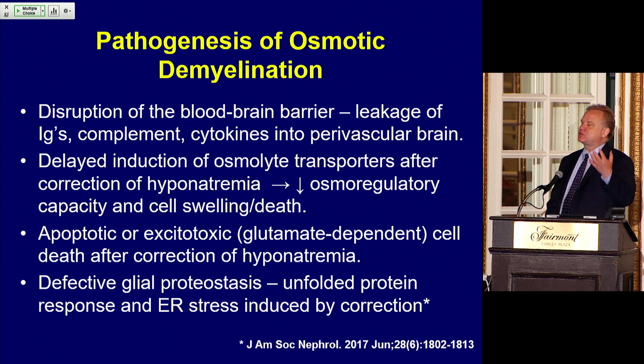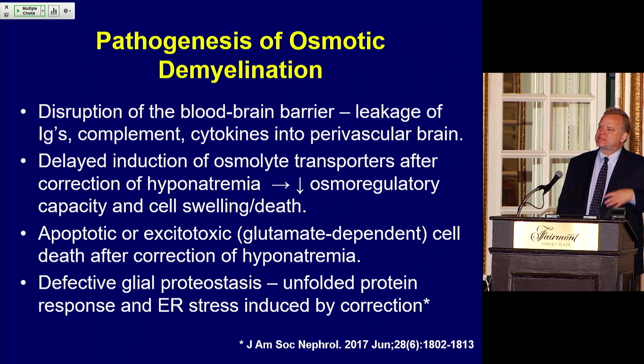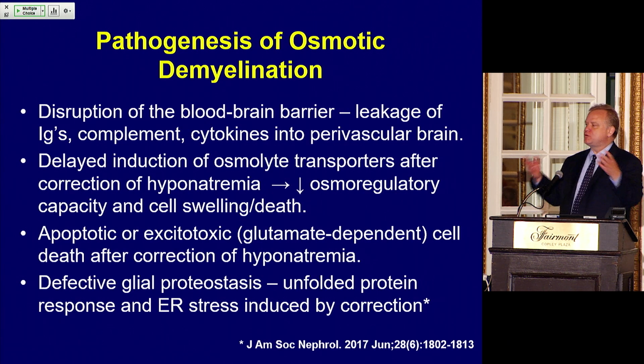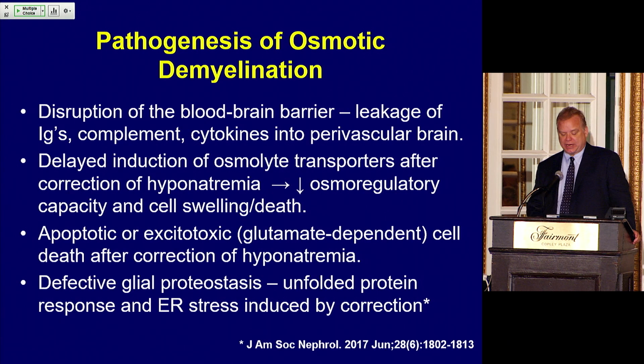What's interesting, what's been a little bit mysterious, is what is the underlying pathophysiology of osmotic demyelination? And I won't go through this in great detail. Part of this is disruption of the blood-brain barrier, so many immune mediators get into the brain.